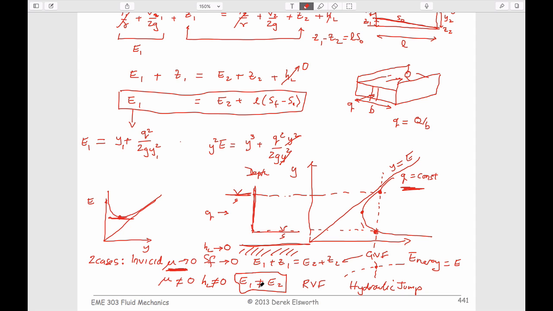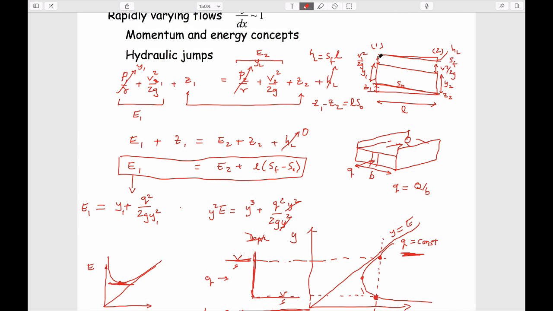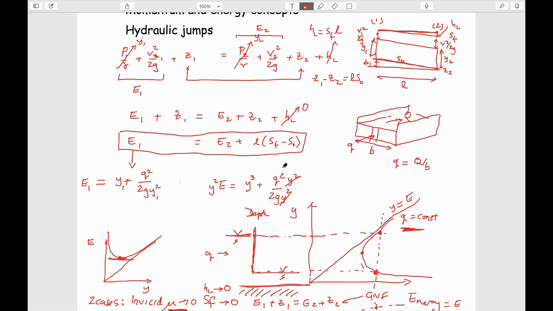And so now what happens is that, if the head loss is not 0, we can no longer assume that the energy upstream and downstream is the same. The reason for that, as we know, is that if we look at this cross-section and it's inviscid, then the energy grade line has to be absolutely horizontal. And so the energy at point 2 and the energy at point 1 have to be the same. In other words, SF is 0. And of course, that is the case where Bernoulli acts. There's no head losses in the system.